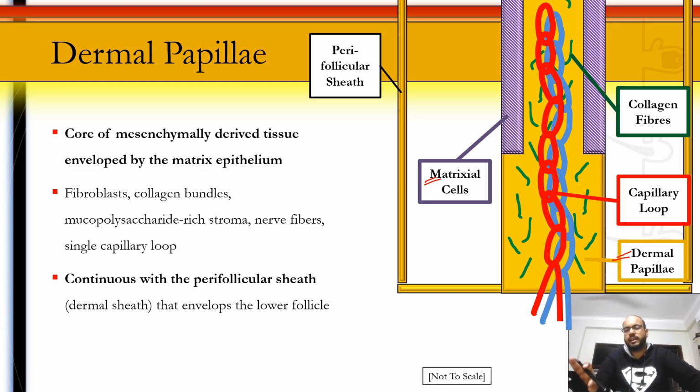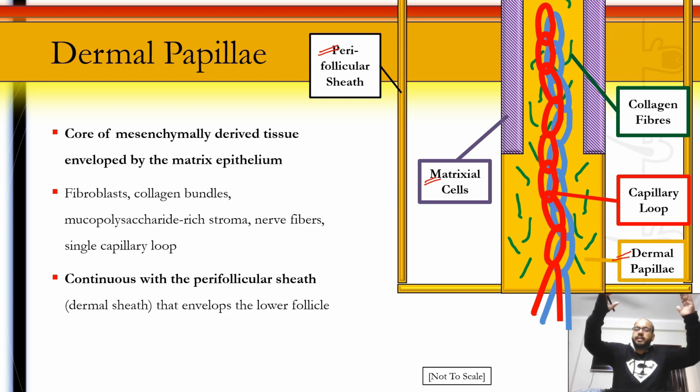Every dermal papilla has a single capillary loop for nutrition. Inside the dermal papilla, you have all the extracellular matrix. You have collagen fibers that provide structure. Now, the dermal papilla is also responsible for the formation of the perifollicular sheath. This perifollicular sheath goes around, encircles the ORS, and becomes the connective tissue sheath around the follicle. Clear?